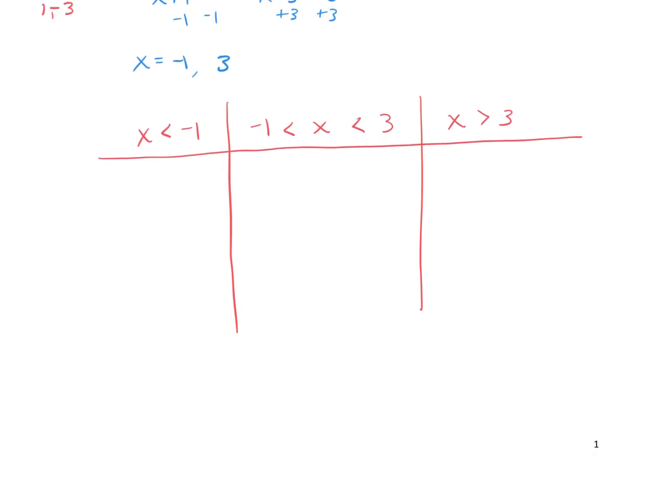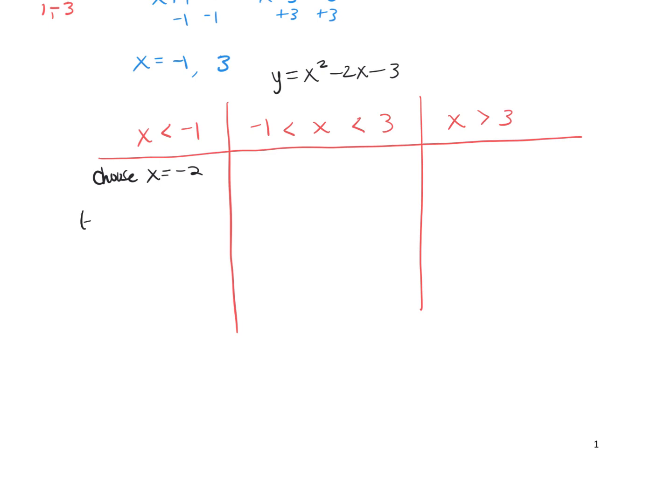We want to figure out if our function is positive or negative in each of these intervals. So I'm going to rewrite the function above: y equals x squared minus 2x minus 3, just so we have it handy. We're going to pick an x value that is less than negative 1 and test it. Do we get a positive or negative y value? Let's just choose x to equal negative 2. Is negative 2 less than negative 1? It is, so we can plug that in.